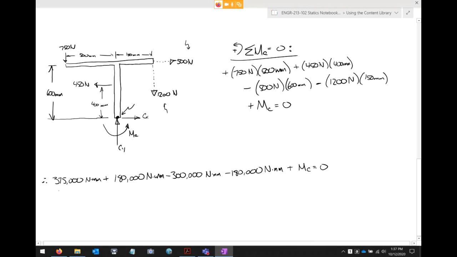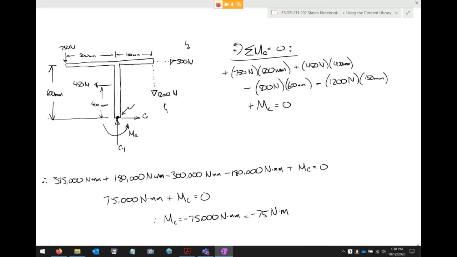Okay, 180 cancel. 375 minus 300. So I've got 75,000 Newton millimeters plus MC is 0. And so I'm getting that MC is minus 75,000 Newton millimeters, or negative 75 Newton meters. And so you can just divide that by 1,000 if you'd like. And so that came out negative.